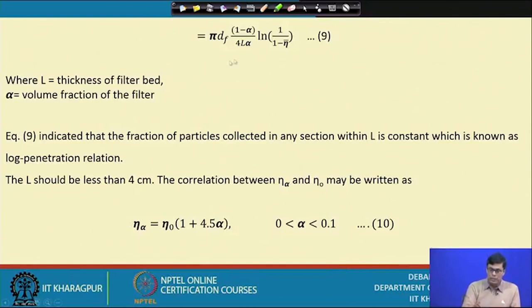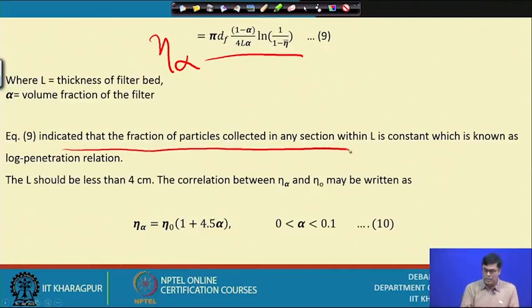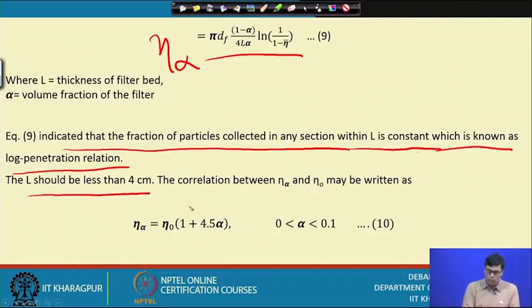So, this can be written in this form. Single fiber efficiency can be written in this form like this. Now, one thing is that this equation indicates the fraction of the particle collected in any section within L, when within L is constant, which is known as the log penetration relationship. L should be less than 4 centimeter.